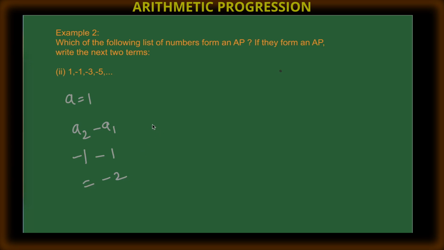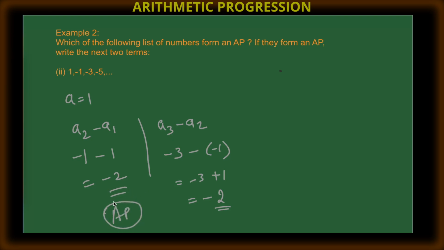Okay, so let's take another example. Third term minus second term. What is the third term? Third term is minus 3 minus of minus 1. Minus into minus becomes plus 1. Okay, so this becomes minus 2. So you can see the common difference is the same. Hence this is an arithmetic progression. This particular sequence is an arithmetic progression.